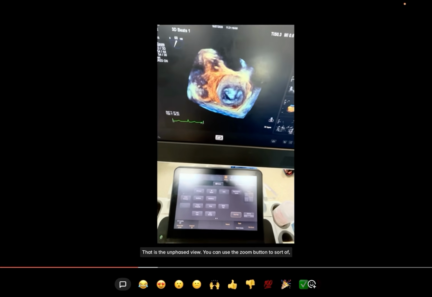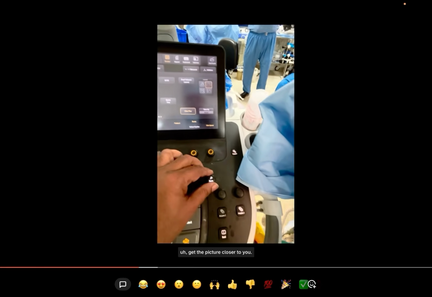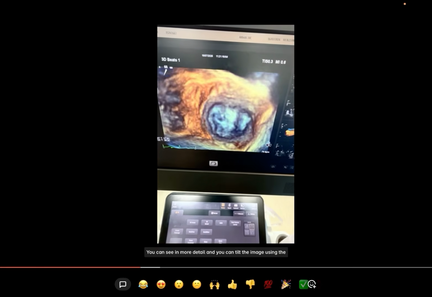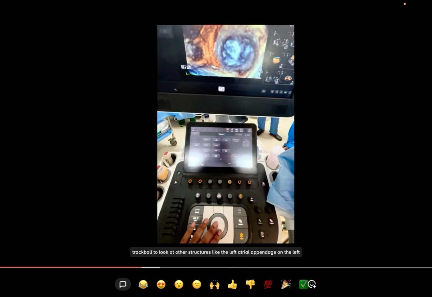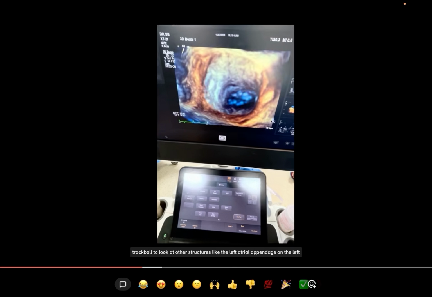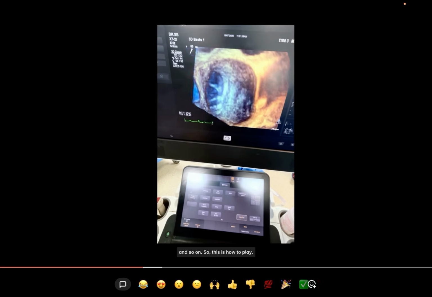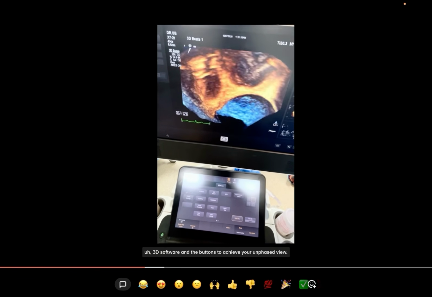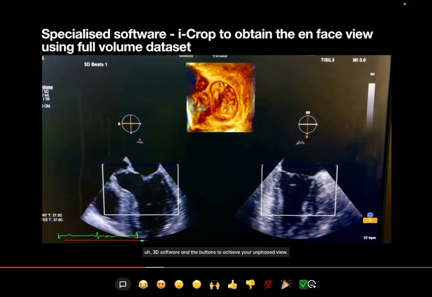You can use the zoom button to sort of get the picture closer to you. You can see in more detail, and you can tilt the image using the trackball to look at other structures like the left atrial appendage on the left, and so on. So this is how to play with the 3D software and the buttons to achieve your unfazed view.